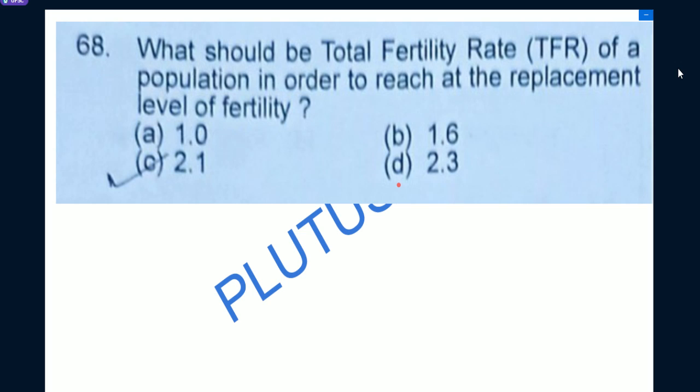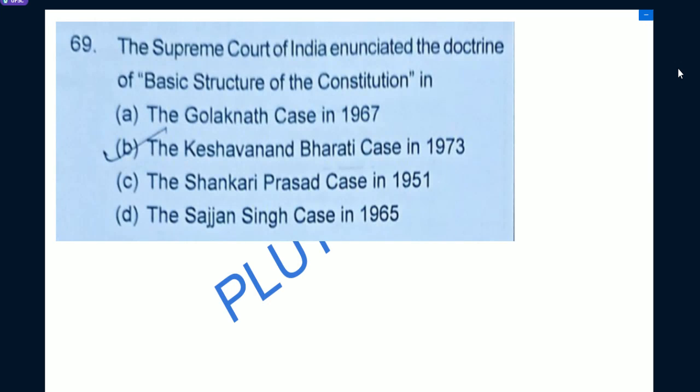It is the average number of children born per woman at which a population exactly replaces itself from one generation to the next generation, but without migration. No migration. Okay? Migration को नहीं लेना है. So the TFR is 2.1. C is the correct answer.